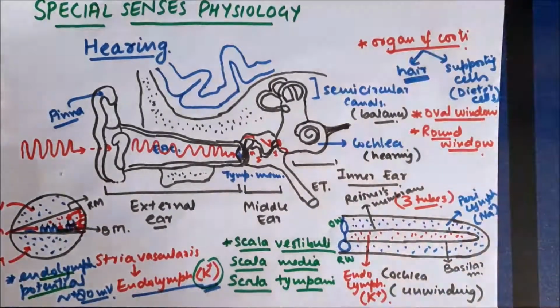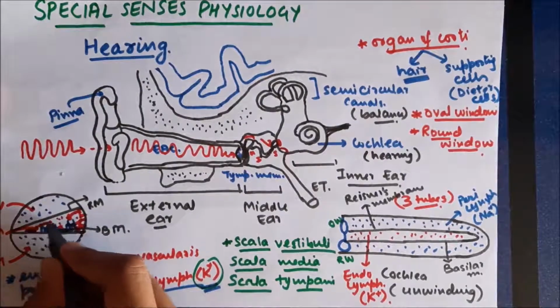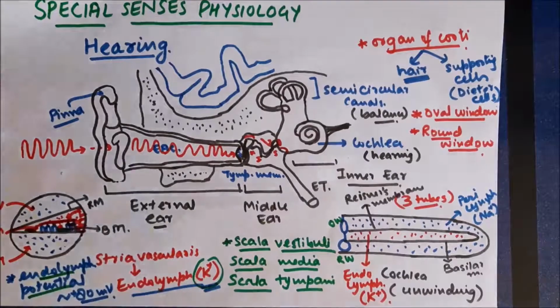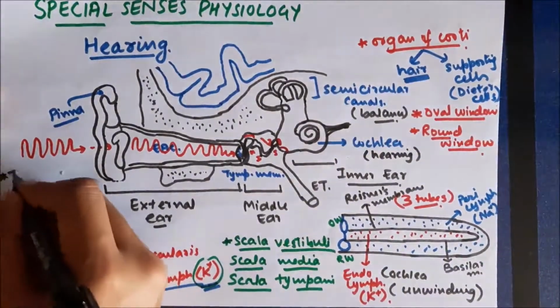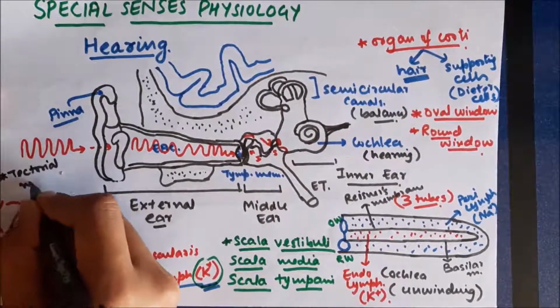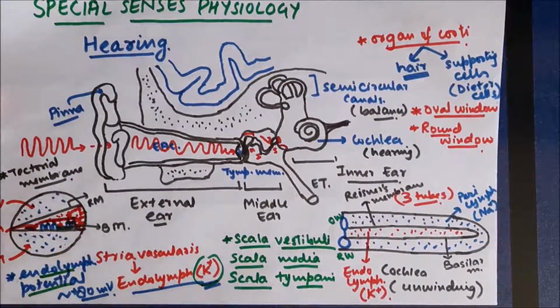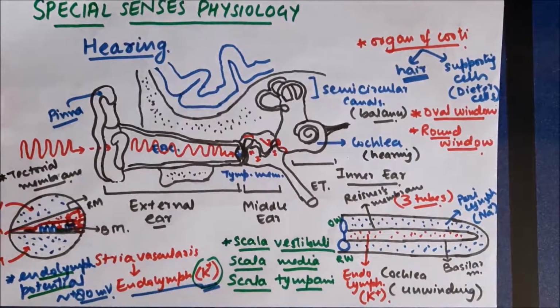Now from the basilar membrane, another membrane arises just before the organ of Corti, and it goes above the organ of Corti. It is a gelatinous membrane, so the stereocilia present on top of the hair cells are embedded in this gelatinous membrane. This membrane is called the tectorial membrane. These structures are all present in the scala media.